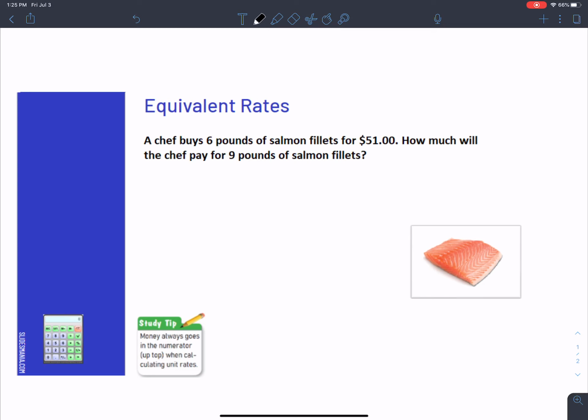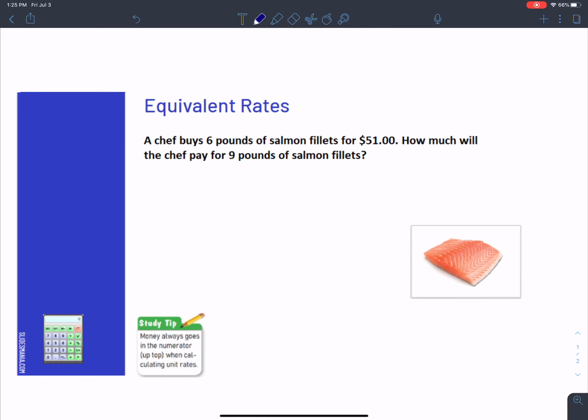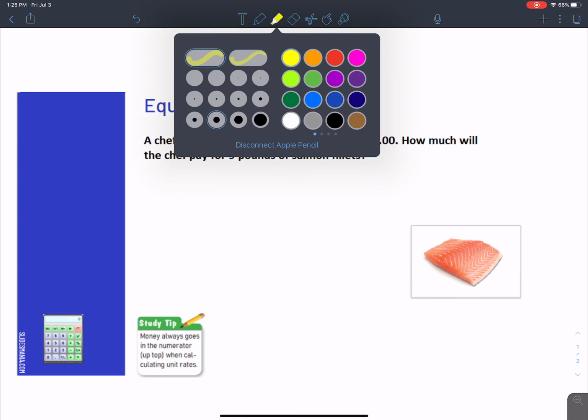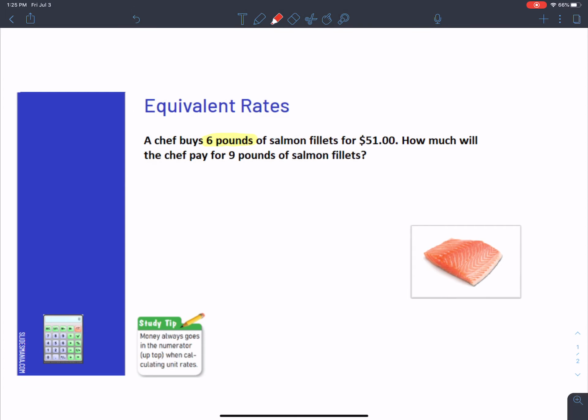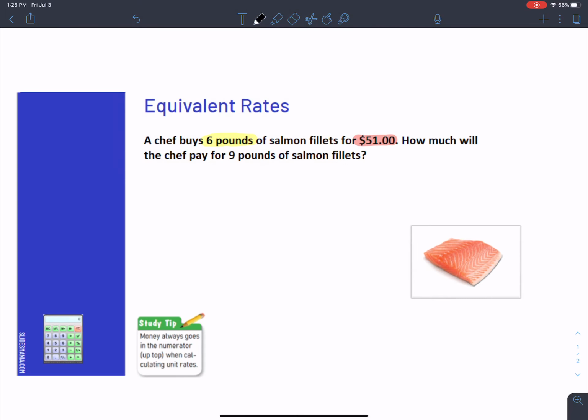We have to first get the pertinent information. All right. We're talking about the salmon, but we're talking about 6 pounds. And actually, I'm going to highlight it just so it can look a little bit better. We're talking about 6 pounds, and we are talking about getting it for $51. All right. So when we go ahead and solve this, we want to remember to always put our money or our cost in the numerator.